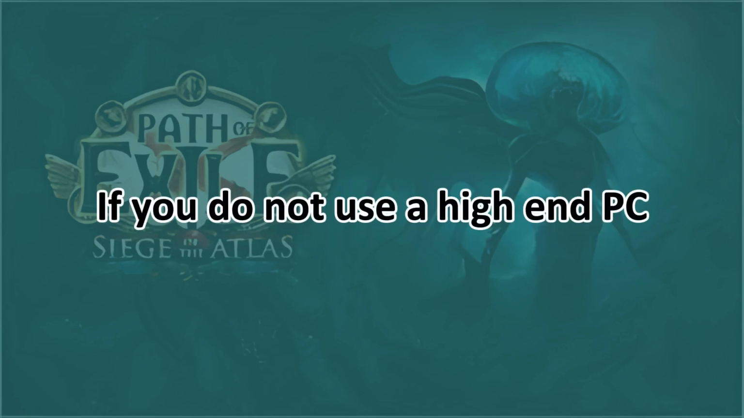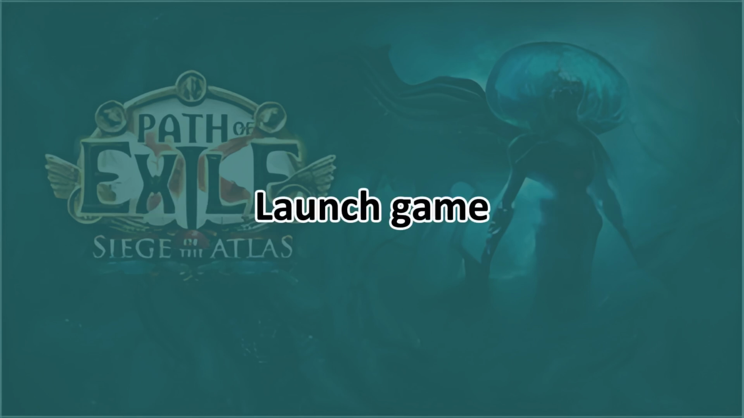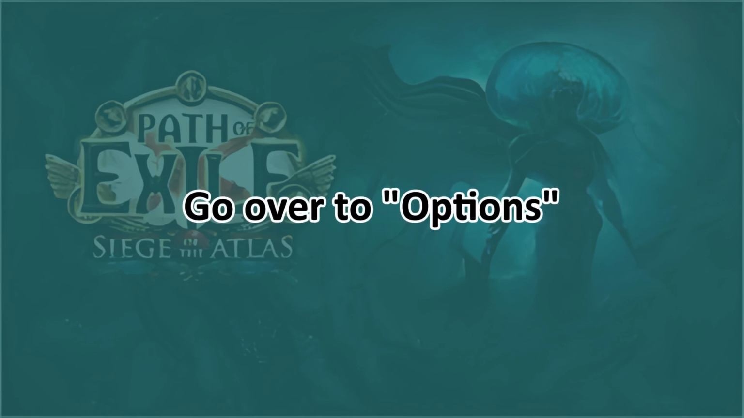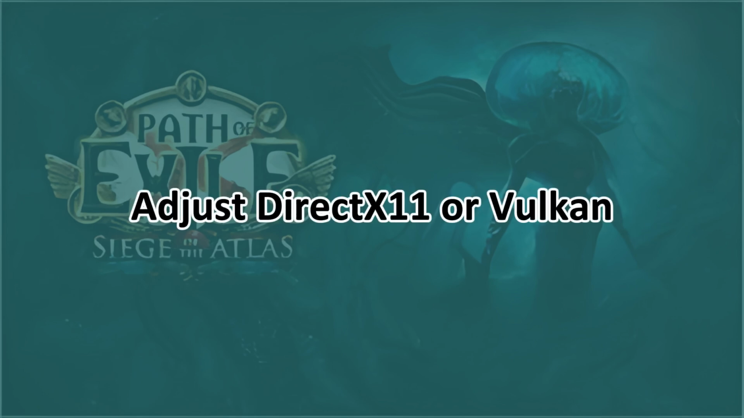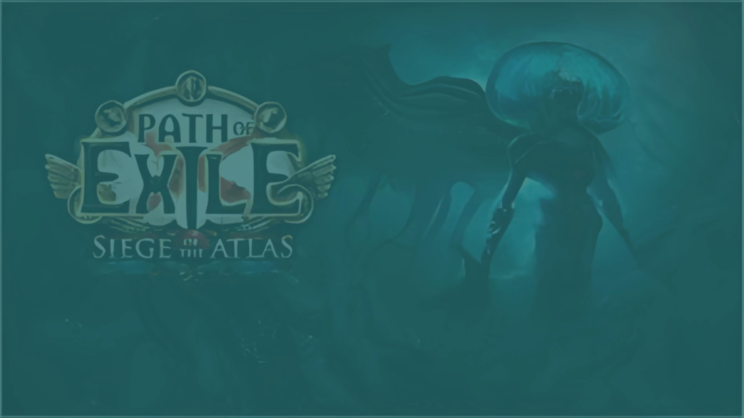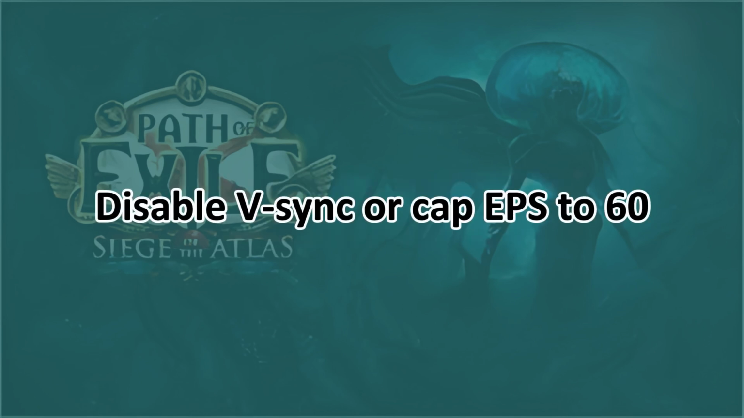If you're not using a high-end PC, you can lower the in-game graphics settings. Launch the game, go over to Options, and then Graphics. And then under Graphics, you can adjust DirectX 11 or Vulkan. Lower the texture quality to medium or low. Then disable VSync or cap FPS to 60.